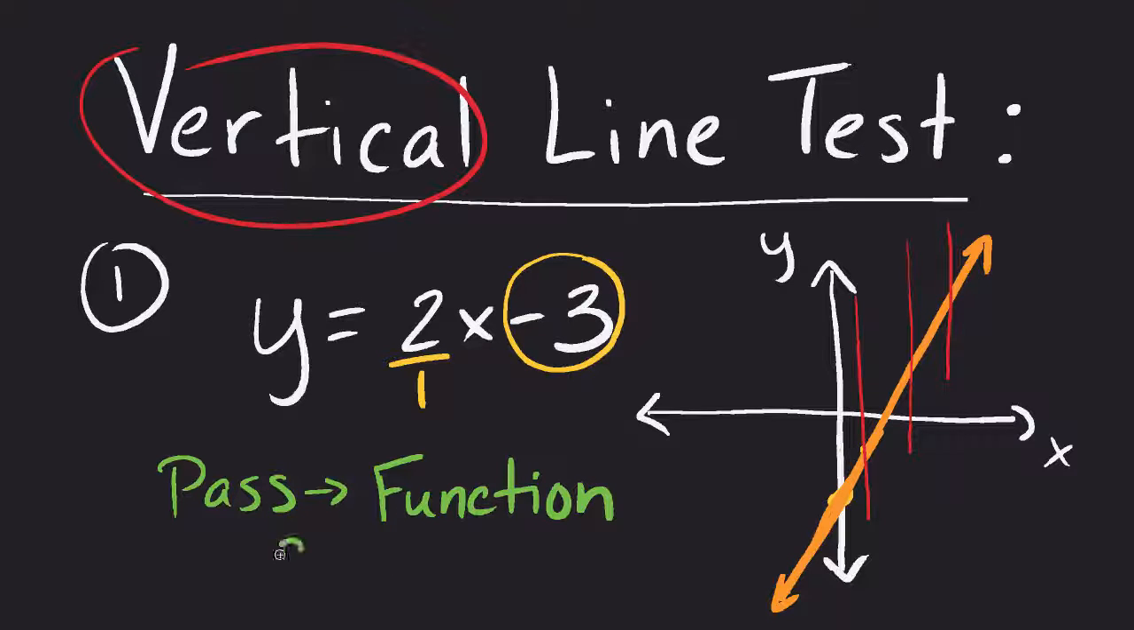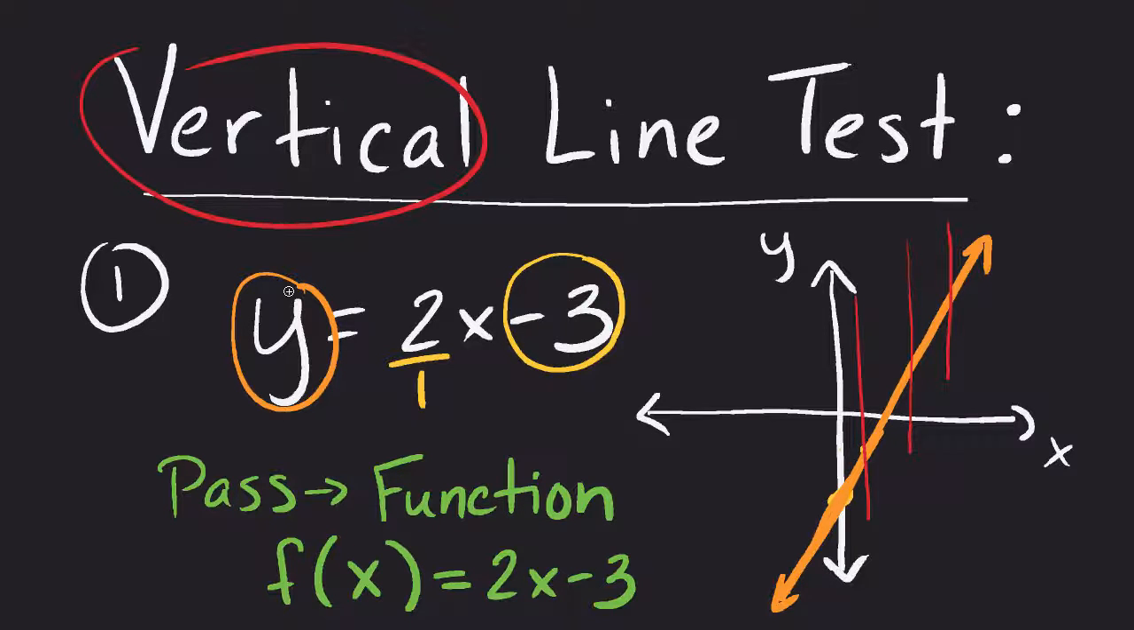So I could really rewrite this in function notation as f of x is equal to 2x minus 3. The only real difference between these is this tells me it's just a simple equation. This now guarantees that it is a function. It's written in function notation. Let's look at another example of that.